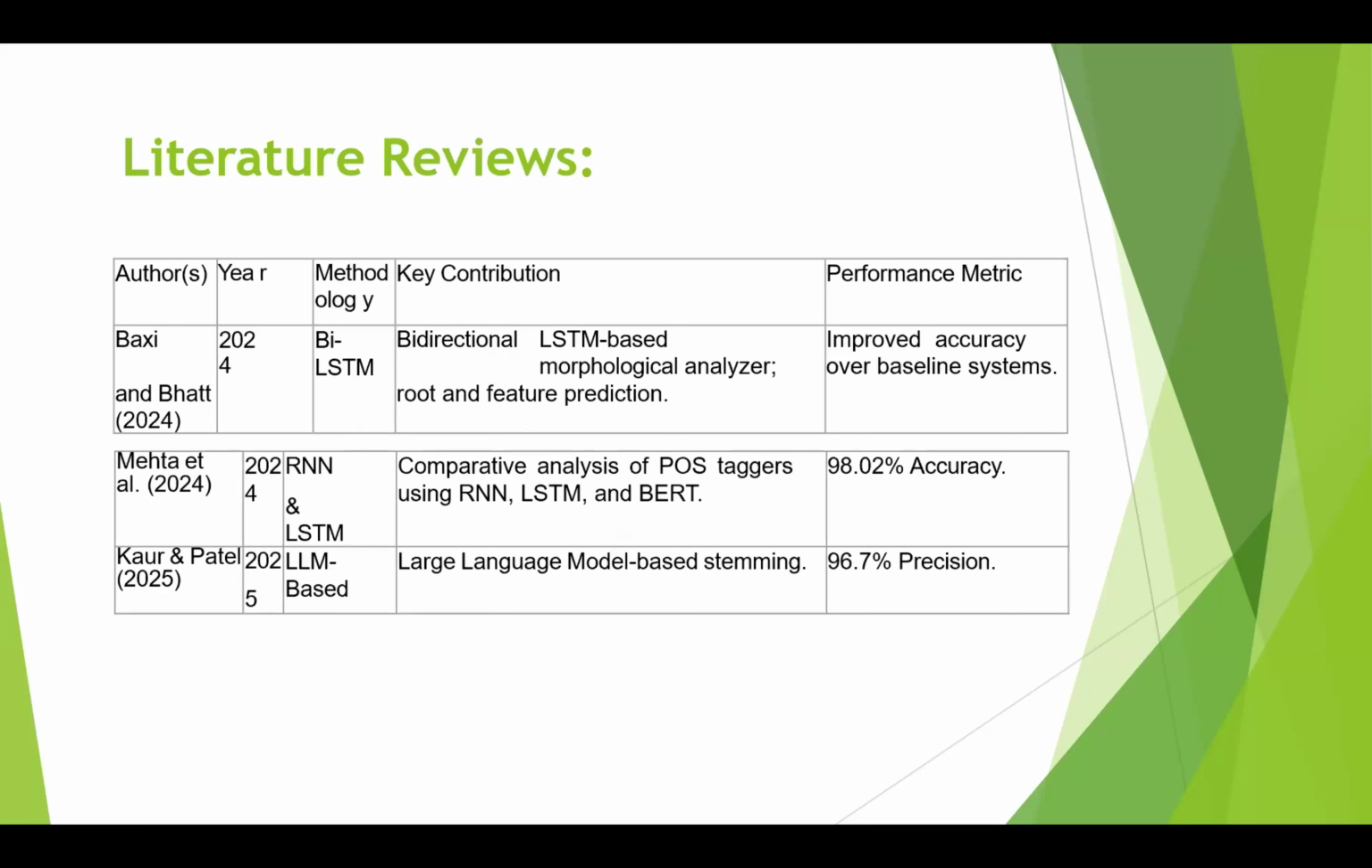Bakshi and Bird's 2024 bidirectional LSTM-based morphological analyzer improved accuracy over baseline systems through root and feature predictions. Mehta et al., also 2024, ran a comparative analysis for POS taggers using RNN, LSTM, and BERT. RNN LSTM reaches 98.02% accuracy, outperforming BERT in this setting, which I'll come back to shortly. And Kaur and Patel in 2025 used an LLM approach for stemming, reaching 96.7% precision, showing large language models are starting to enter the space too.